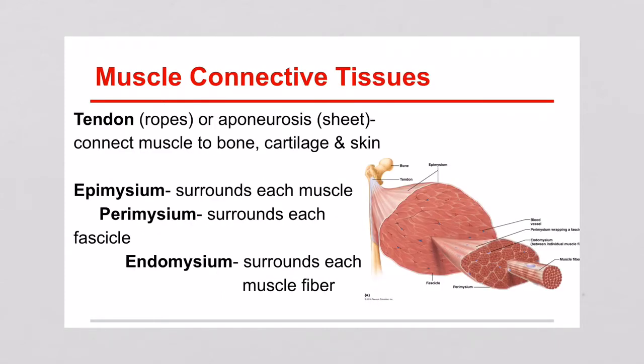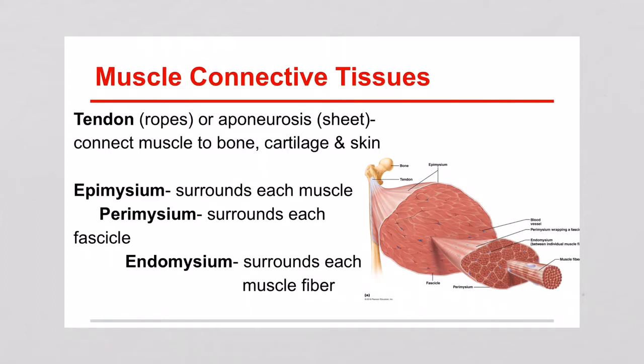Here is a nice illustration of a cross-section of a muscle. Muscle attaches to bone through dense regular connective tissue. If it attaches in a rope-like structure, the rope is called a tendon. If it attaches in more of a sheet, the sheet is called an aponeurosis.